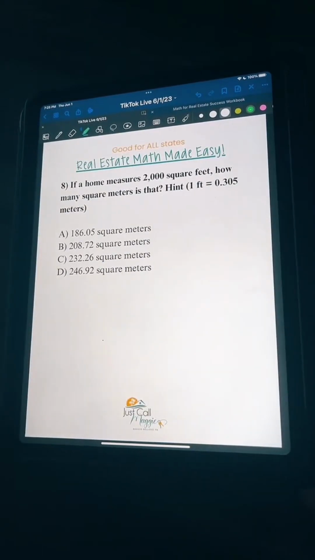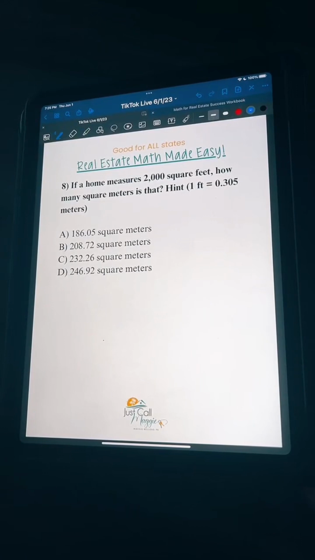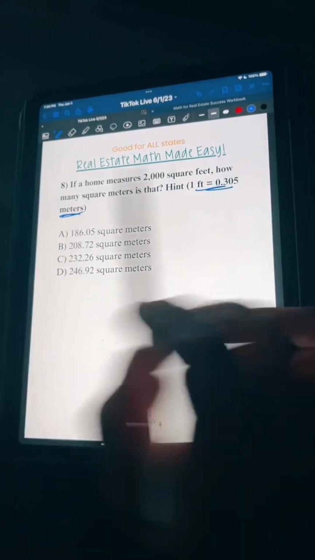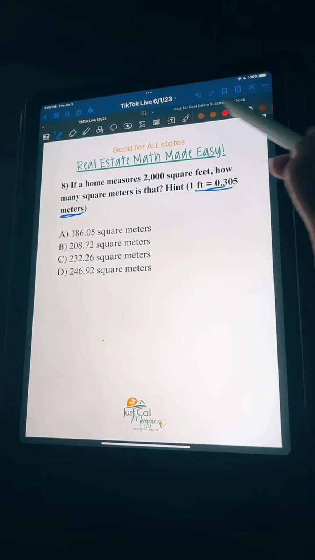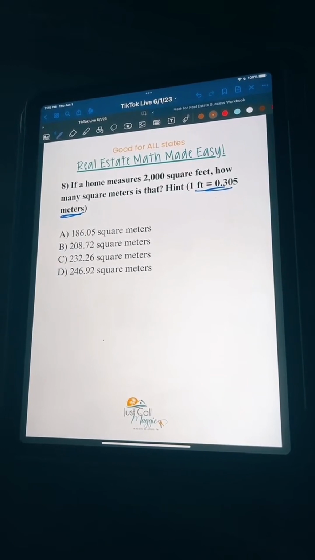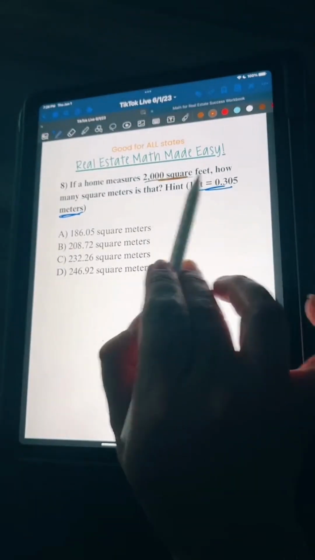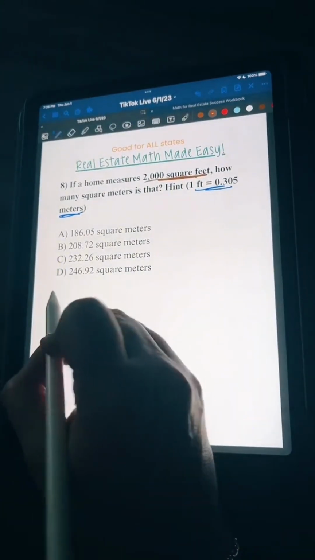All right, number 8. Let's see here. It says, if a home measures 2,000 square feet, how many square meters is that? And then it says, hint, 1 foot equals this many meters. I'm going to change my pen back to brown because I like it. All right, so this one is a little tricky. This one you definitely need a little more math knowledge, but it's easy. You'll see. Okay, so we're going to start here with 2,000 square feet.